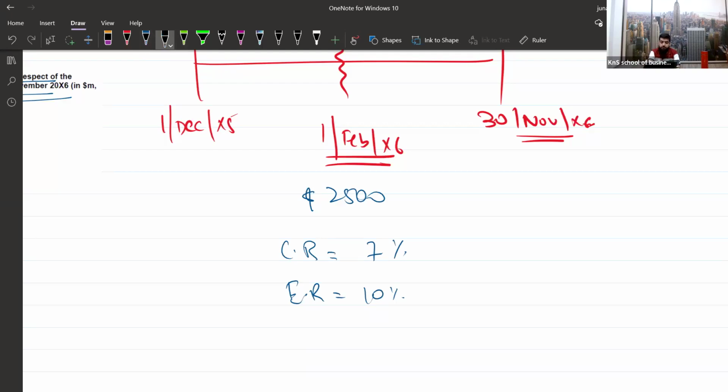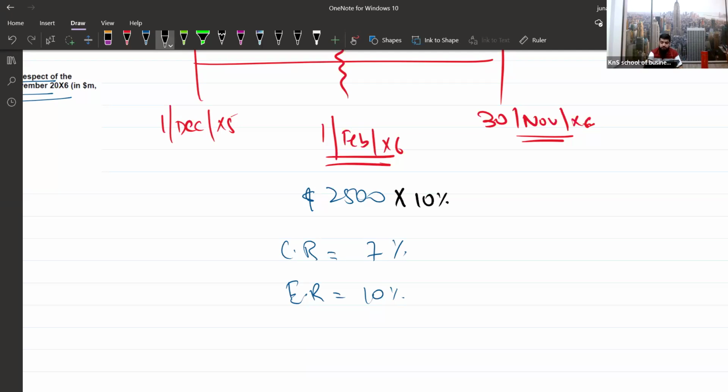So what we are going to do is apply the effective rate of 10% on this particular amount. Simple as that. Remember, the coupon rate will never be charged to P&L. So the effective rate is applied at 10%.